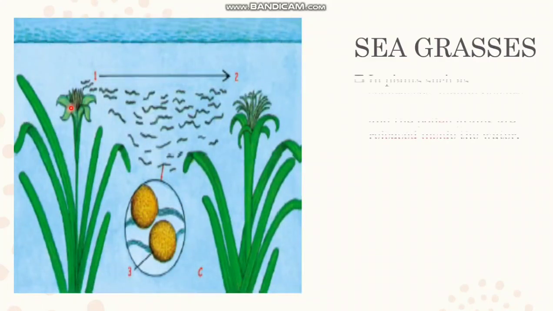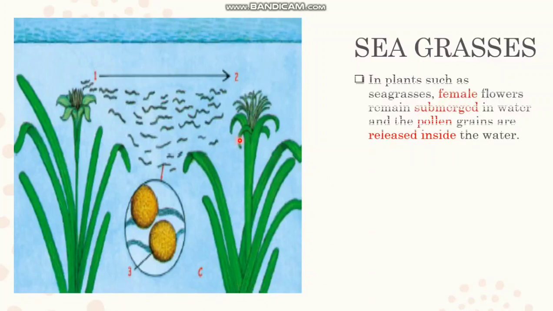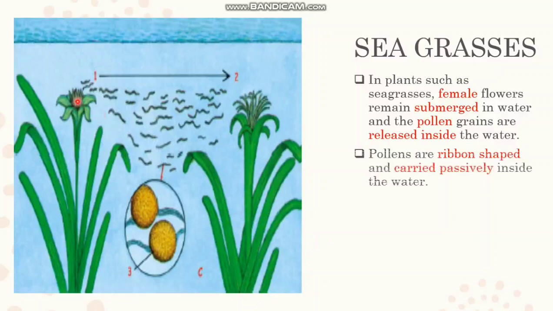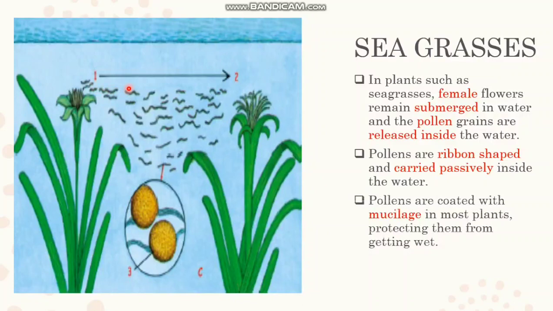Let's take another example, that of sea grasses like Zostera. In the case of sea grasses, the male and female flowers are both submerged in water. The male produces ribbon-shaped pollen grains, and these pollen grains are carried passively by the water current to the female flower where they ensure pollination. Pollen of water-pollinated plants is coated with mucilage which protects them from getting wet.